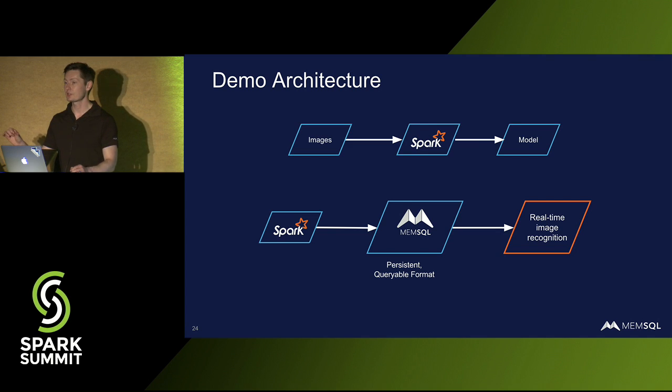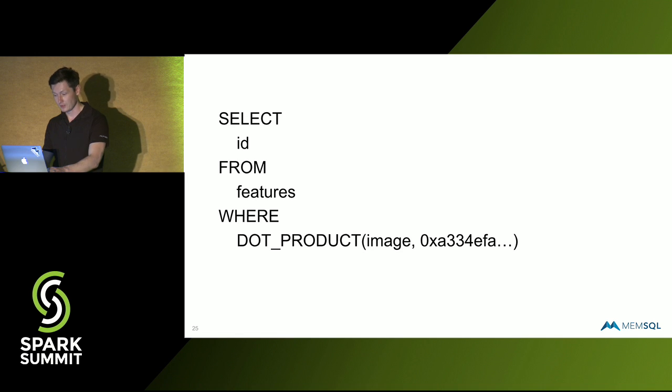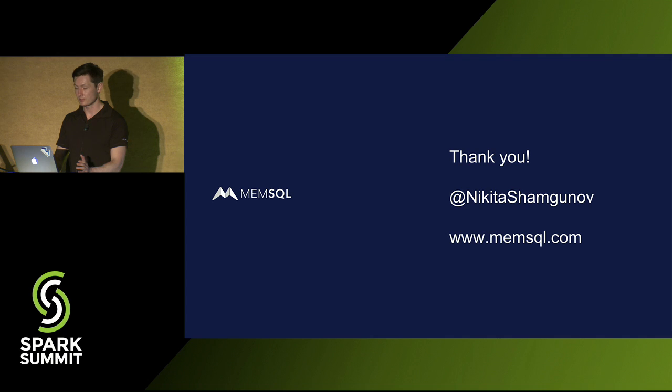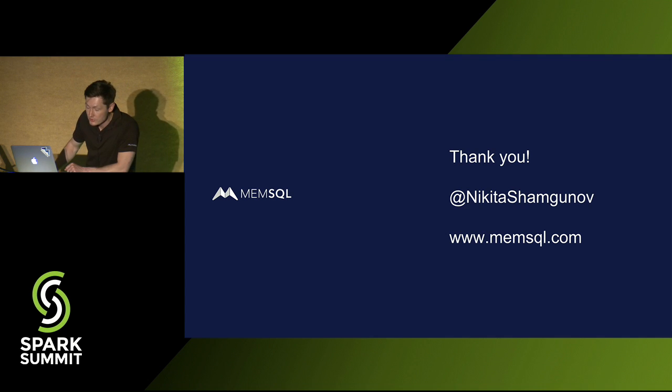Once you have feature vectors in a data frame, you just call save to MemSQL, boom. You have all the feature vectors in a MemSQL table, and now you can power your application or your website with MemSQL. And using that very simple command, select ID from features where DotProduct is greater than some constant, you can get all the similar images. So that's all I have, and we have about 5 minutes for Q&A.